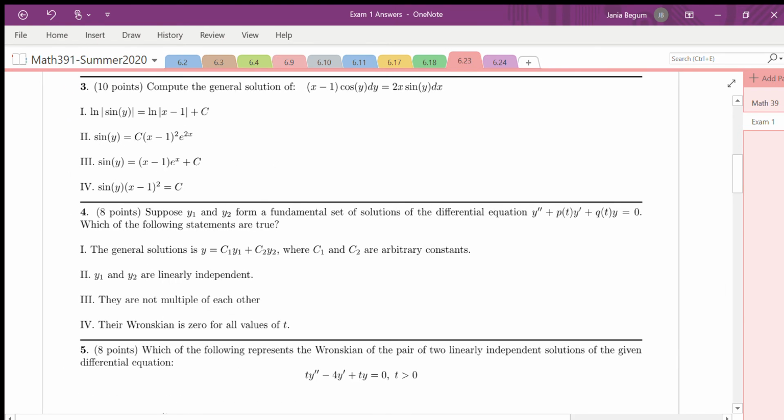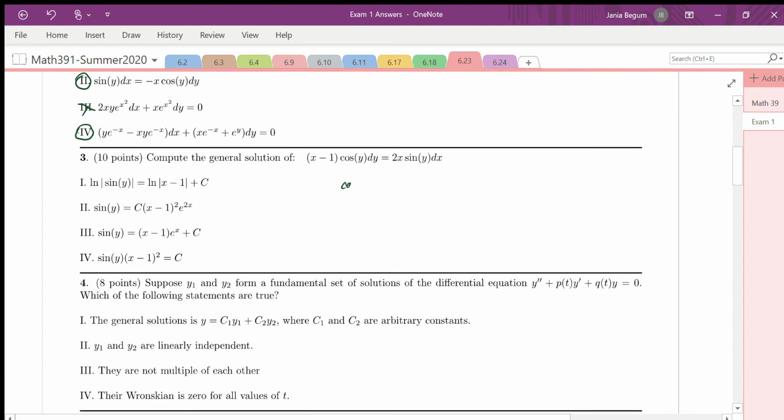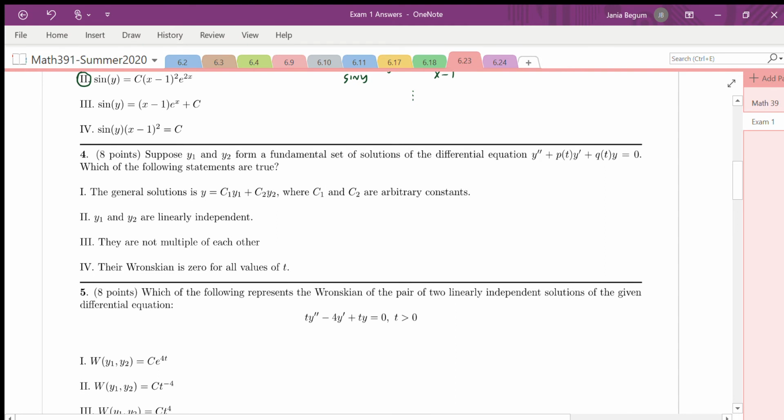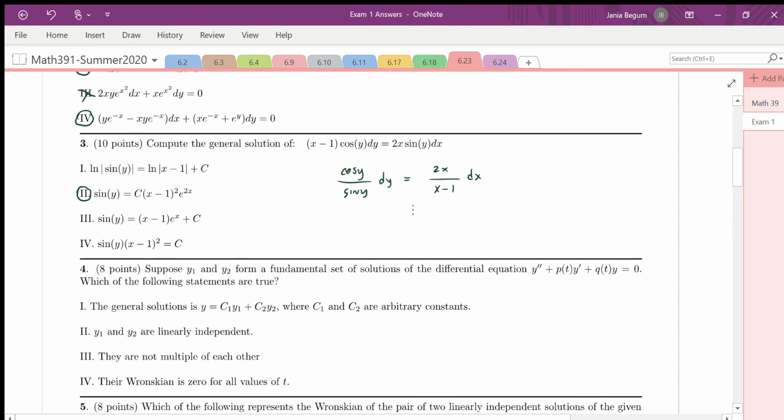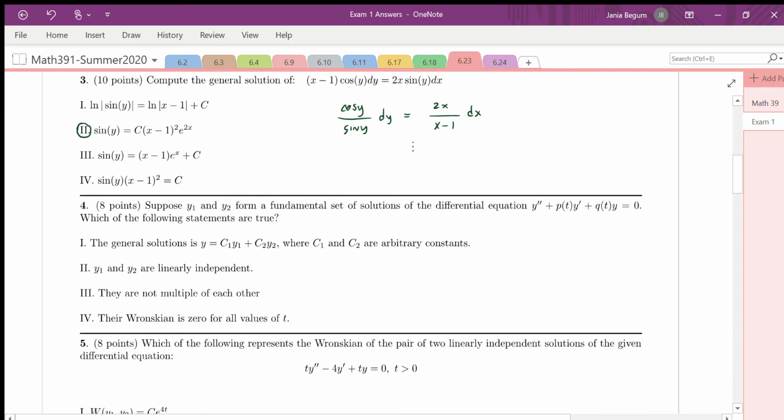So if I separate them, just to show you a little work, cosine y over sine y dy is equal to 2x over x minus 1 dx, and then fill in the rest. And after you do that, you'll see that the correct answer is number 2. Yeah, I worked it out, so I know how the answer looks. All right, so any questions on that? So again, let me know if you guys have questions while I'm running down the list.